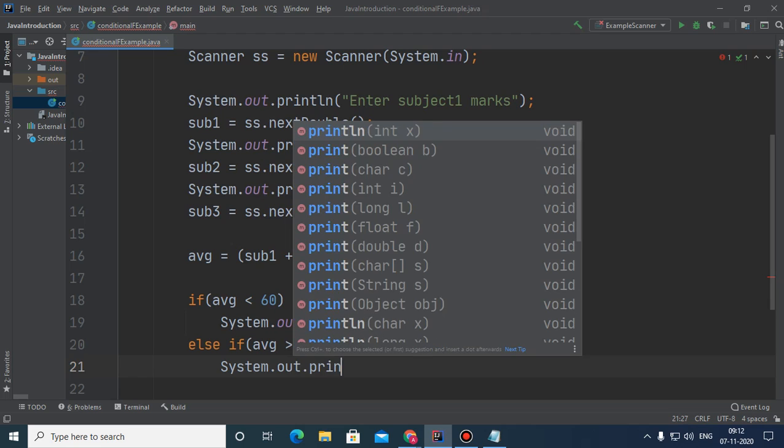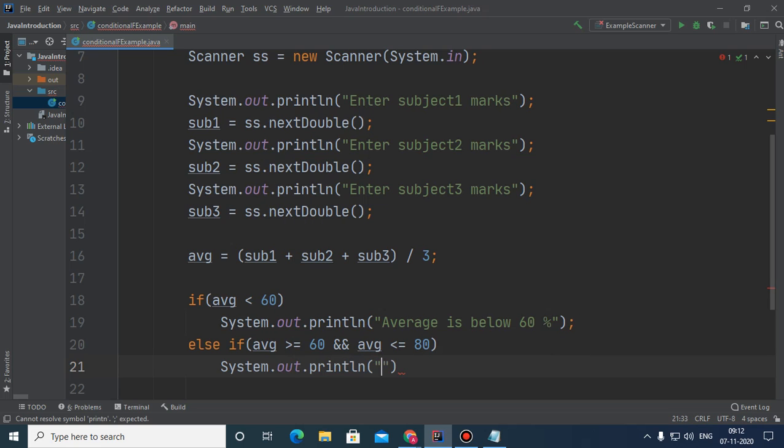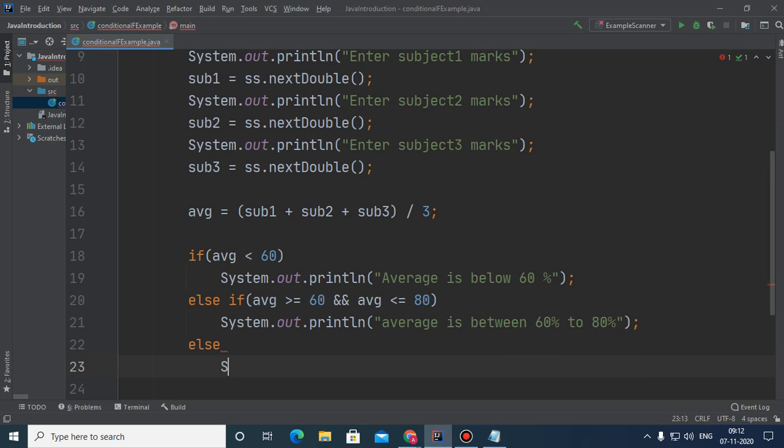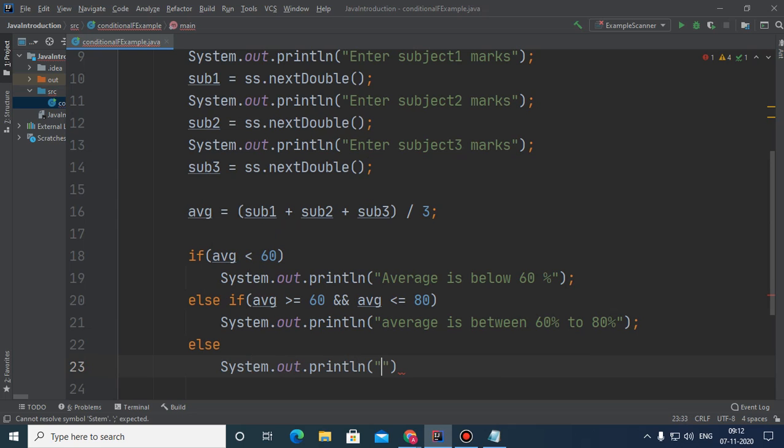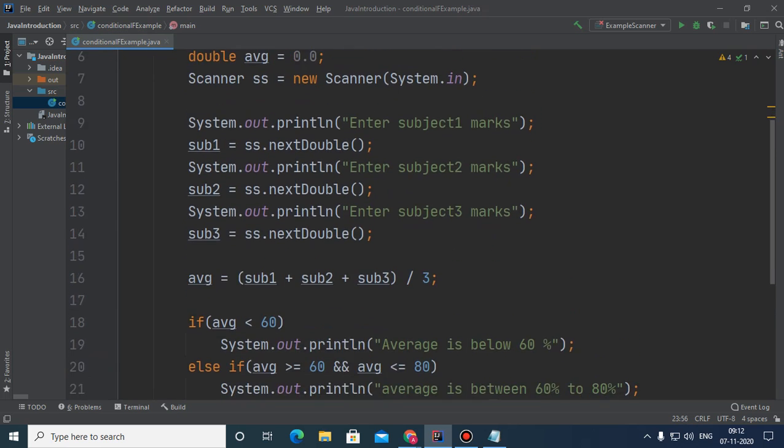So here you have to display another message, which is average is between 60% to 80%. This is what, else average is above 80%. So children, these are the conditions which you have to write like this only.